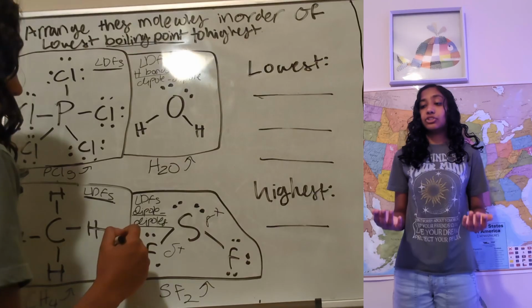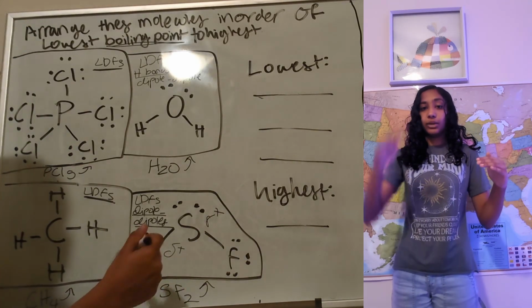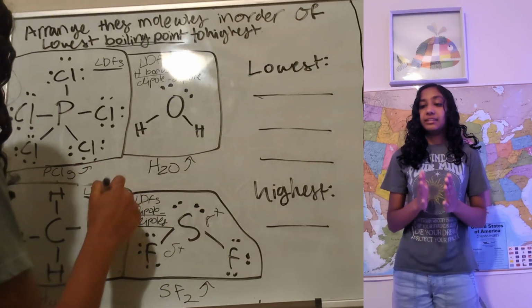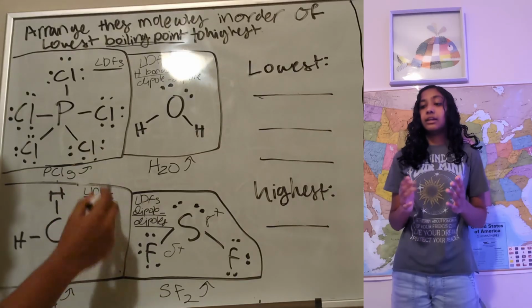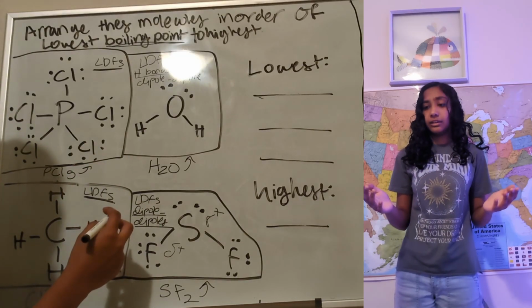Now, let's take a look at the strength of each molecule's IMFs and arrange them from having the lowest boiling point to the highest boiling point. Both CH4 and PCl5 only have LDFs, so they would be the two lowest. But which one would be lower than the other?